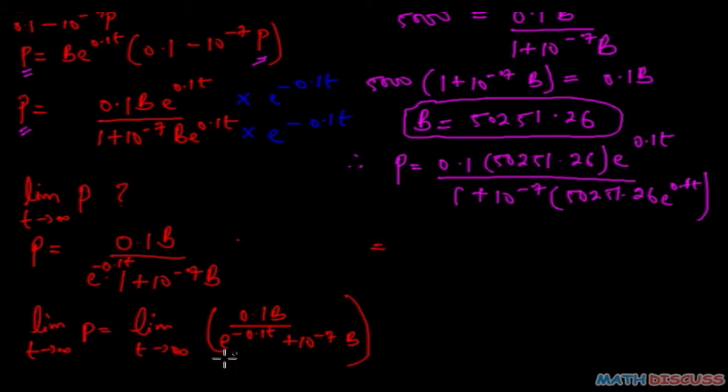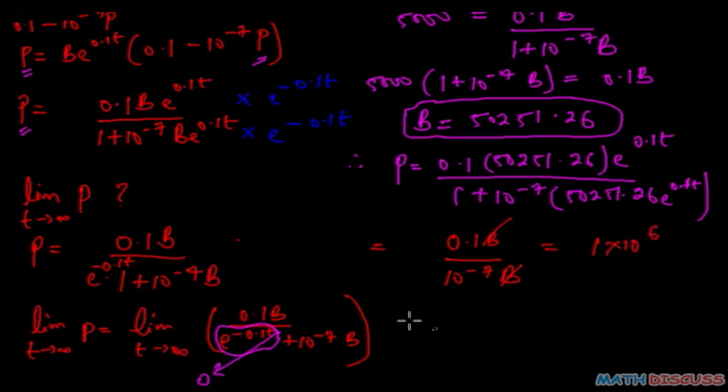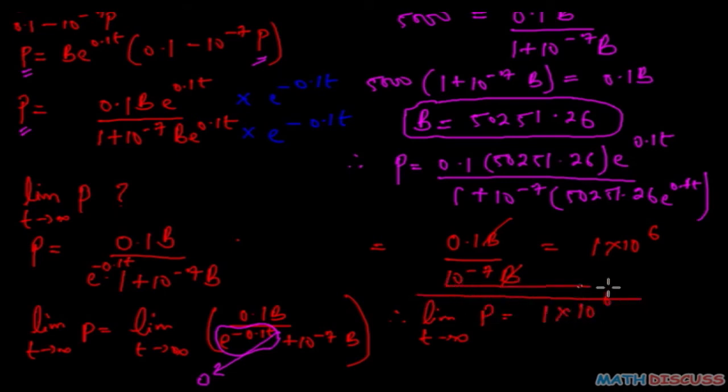Now as t tends to infinity, this term goes to zero because it has a negative exponent. We already know that as standard. So that goes to zero, and we have 0.1b divided by 0 plus 10 to the power negative 7b. So the b crosses out, and we are left with 1 times 10 raised to the power 6. Therefore, the limiting value of the population p as t tends to infinity is 1 times 10 raised to the power 6. This is exactly what we're told to find.